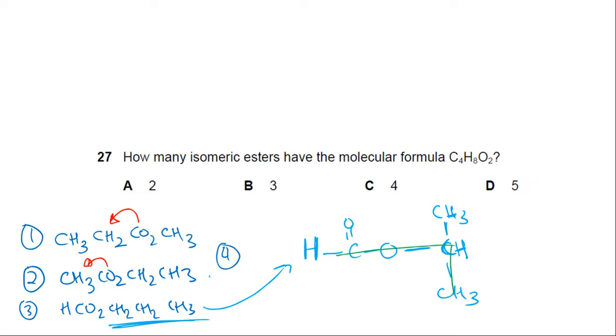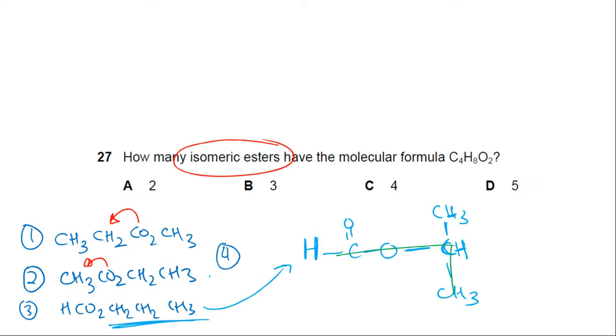All right, and there's no other possible way that I can make a chain isomer now. And because it said that you should have isomeric esters, I can't really go into functional group isomerism, because in that case I would be changing the functional group and it would no longer be an ester.